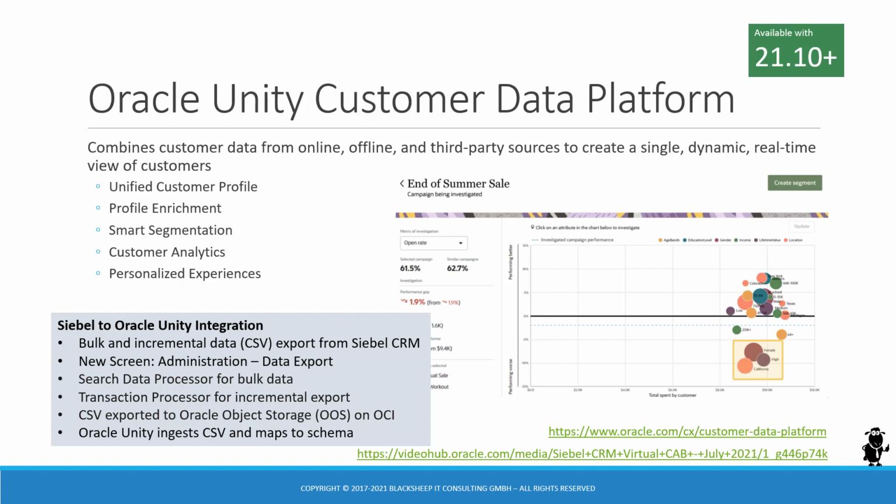CSV can be exported just to a directory on premises, but of course the key feature here is that the CSV can be picked up by a new business service to send the data directly to a bucket in Oracle Object Storage, or OOS, on the Oracle Cloud. And once the data has arrived in that Oracle Object Storage bucket, Oracle Unity can be connected to that and can start ingesting the data and mapping it to the schema and making it available across the platform.